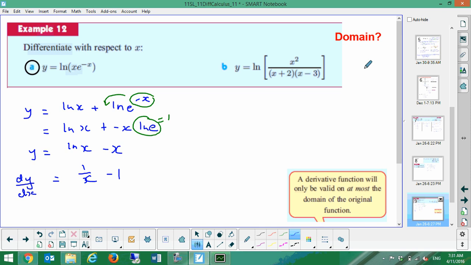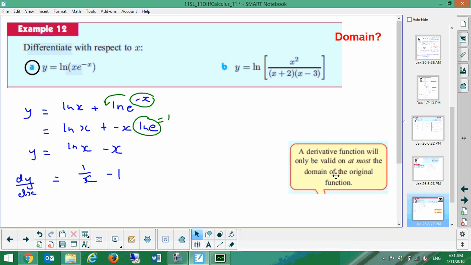Remember, a derivative function is only ever going to exist where the domain of the original function exists. So if we're thinking domain, then all of this inside here has to be greater than 0, because we can't take the log of a negative number. Is e to any power greater than 0? Always. It never goes below the x-axis. So as long as x is greater than 0, then that function works.